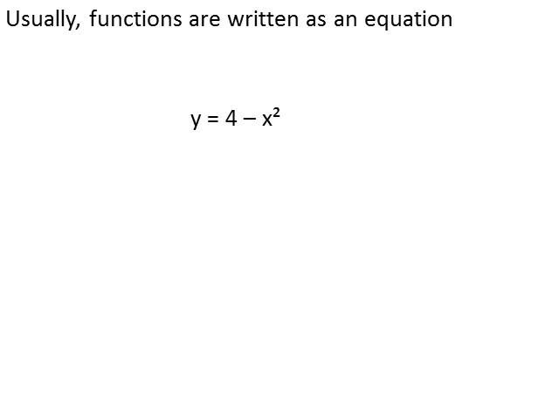So most of the time we write the function as an equation. In this case, I have y equals 4 minus x squared. Now if I write it like this, we are familiar with y and x, but there's nothing technically that is telling me what the input and output of this function is. So generally I write it like this.